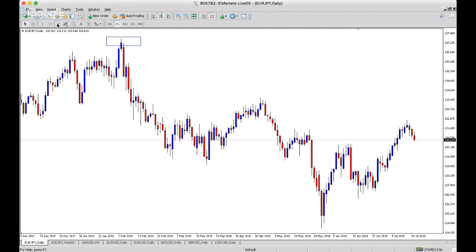Every time I define a trend, I must see the structure: high, low, lower high, lower low. As long as this lower high is not closed above, that means the downtrend is more likely to continue. That's how I see my trend.